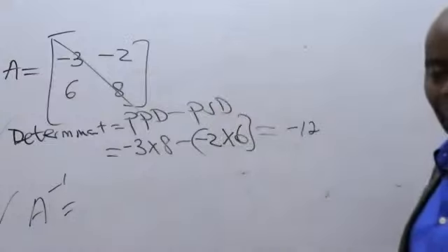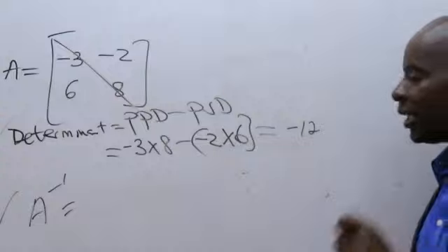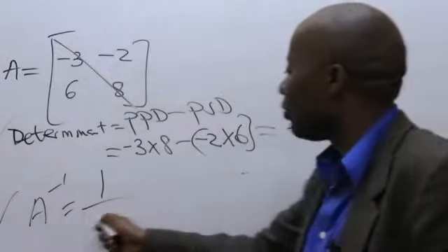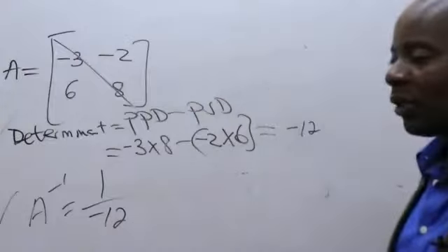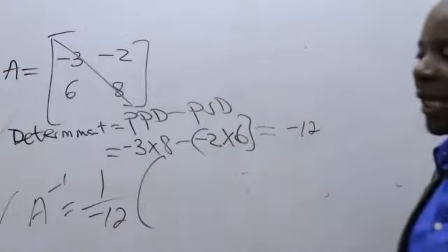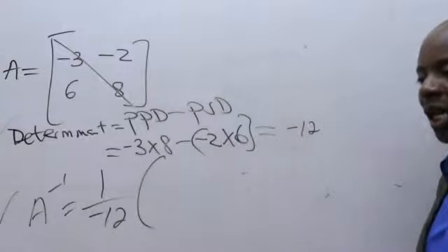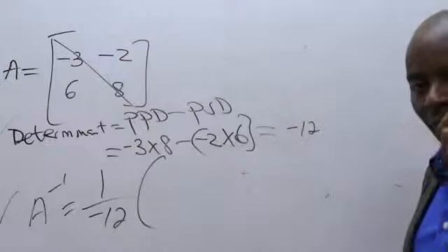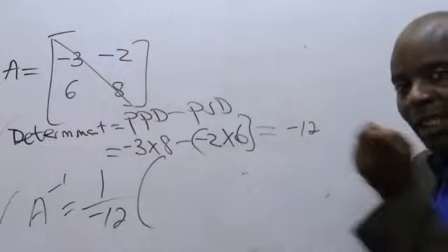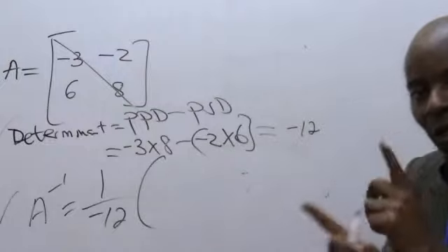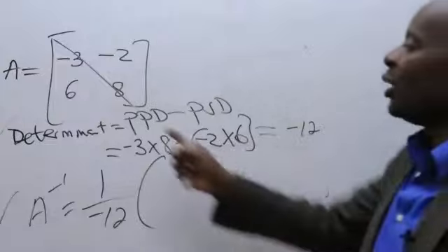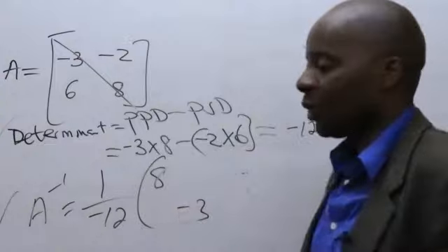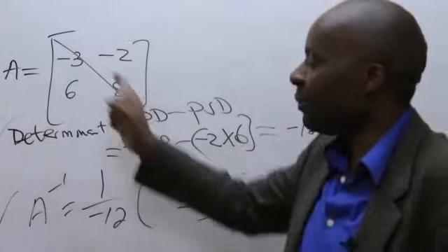And how do we define the inverse? These students of mine are so good. They know it is 1 over the determinant that you've just given me, 1 over -12. Inside brackets, ladies and gentlemen, we shall do 2 things. The first major thing is the interchange between the primary elements. So we have 8 versus -3, and we exchange them.